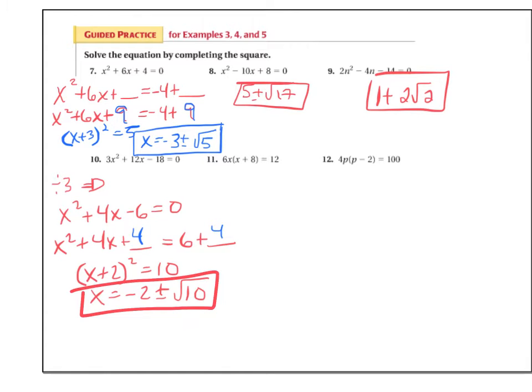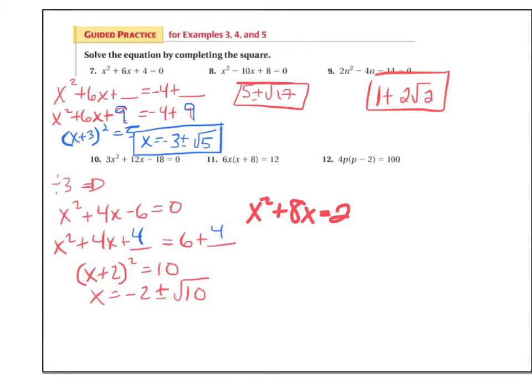So what you need to do for 11 and 12 is to distribute the term on the outside of the parentheses and make it quadratic. So, for example, number 11, you would multiply that 6x through to get 6x squared plus 48x equals 12. And now you need to divide by 6 in order to simplify it. You only want to complete the square. You have to get a perfect square in the first term, so it needs to be a 1. So divide everything by 6 and you get x squared plus 8x equals 2.